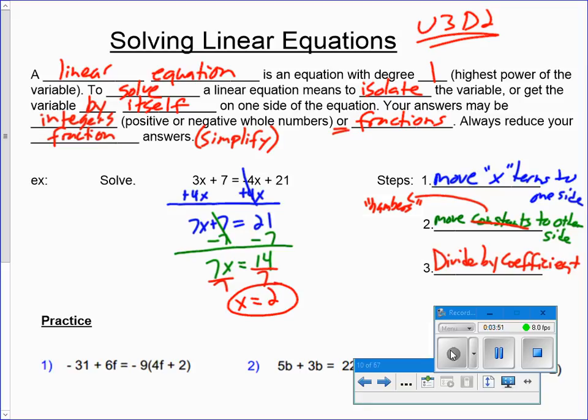Now once you get an answer, you can always plug it back into the original equation and make sure it fits. If it fits, you should end up with something that's true, so that it works out.